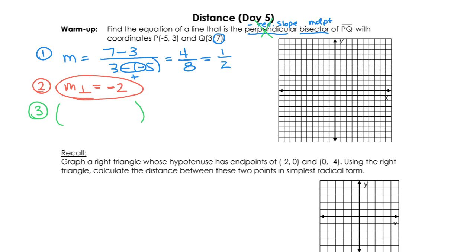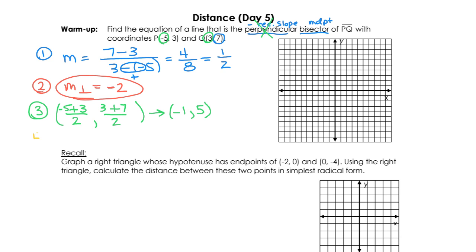After we take care of the perpendicular word, we have to take care of the bisector, which is finding the midpoint. So midpoint, what do? You add them together and divide by 2. We're going to add the x's first because that comes first in a point, including a midpoint. Negative 5 is my x, and 3 is my x. 3 is my y, and 7 is my y. Negative 5 plus 3 is negative 2, and negative 2 divided by 2 is negative 1. 3 plus 7 is 10, and 10 divided by 2 is 5.